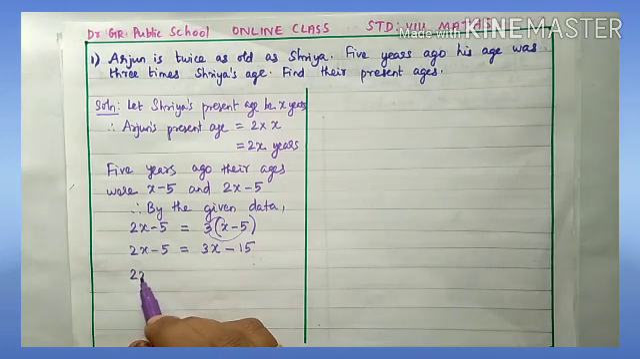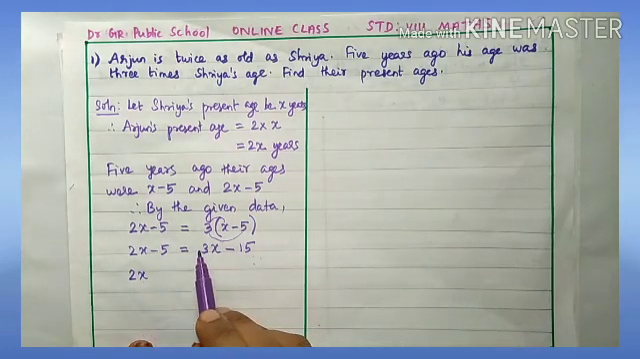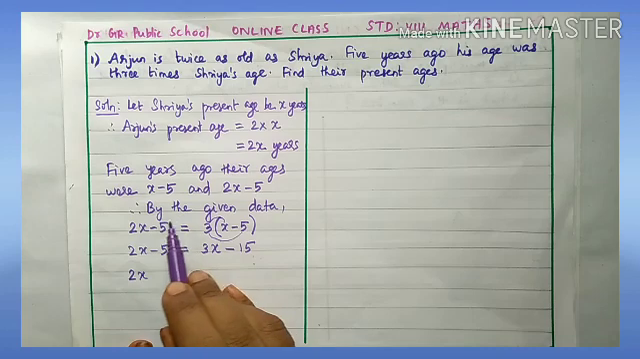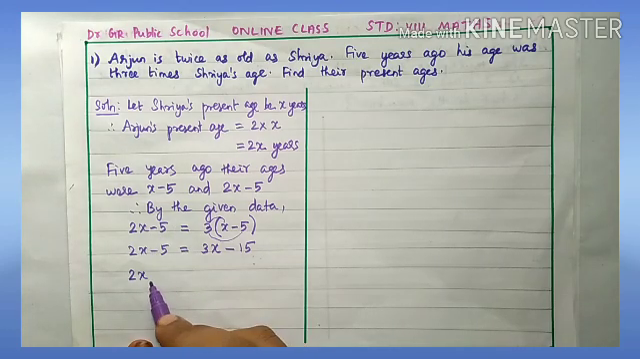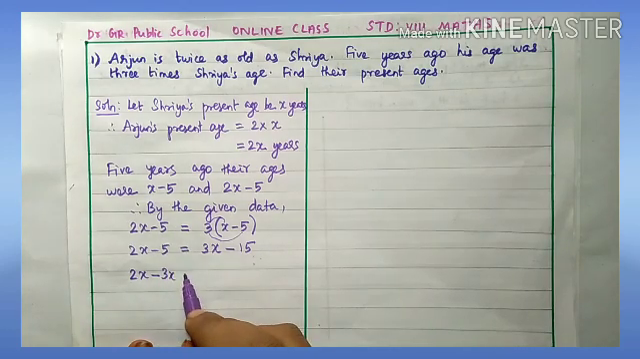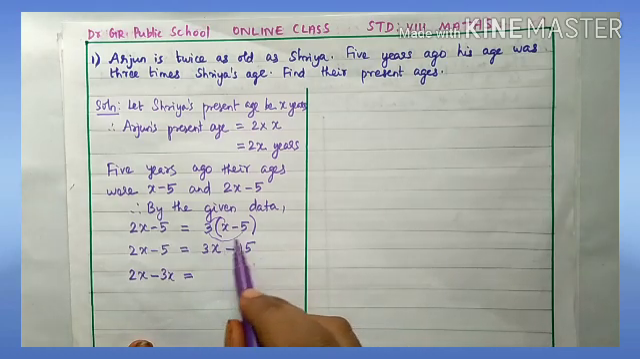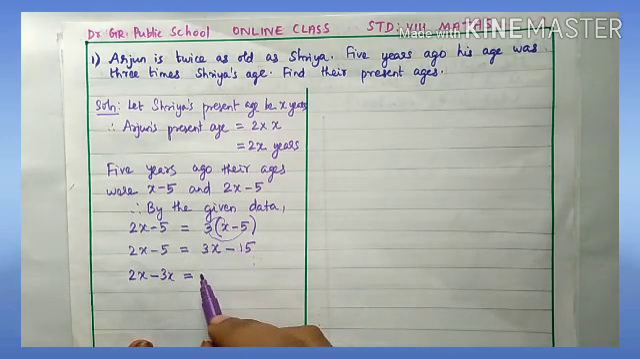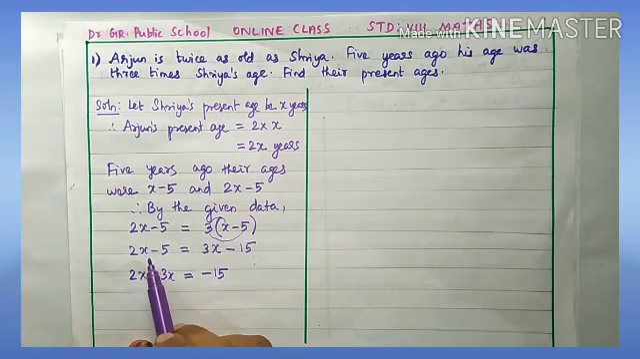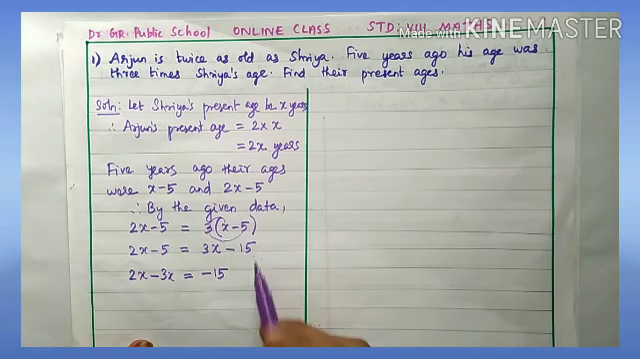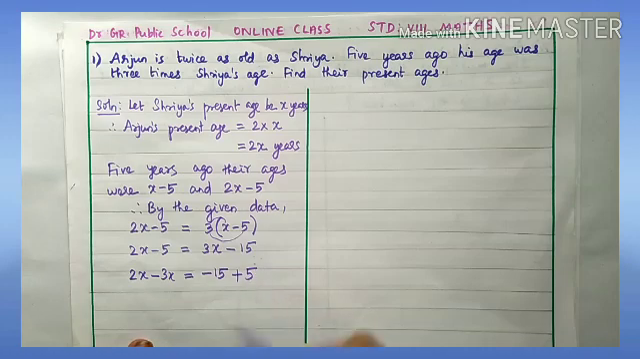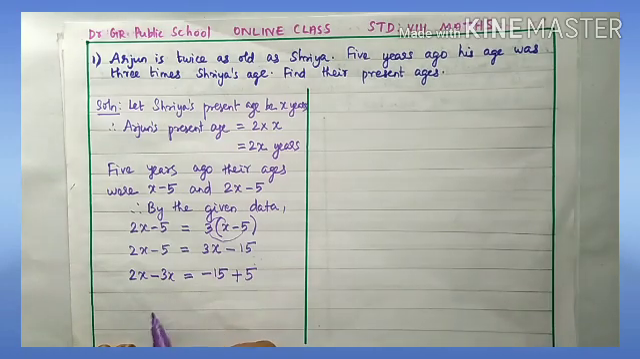First we are writing 2x. Yes, 3x is here, it is positive. It is transposed to this side, becomes negative. So minus 3x equal to, and see the RHS, what is the number here? Minus 15. And this minus 5 I am transposing to this side, it becomes plus 5. Okay? Yes. Now what is the next step? 2x minus 3x, 2 minus 3. Yes. What is the answer? Subtract and put the greater number sign.